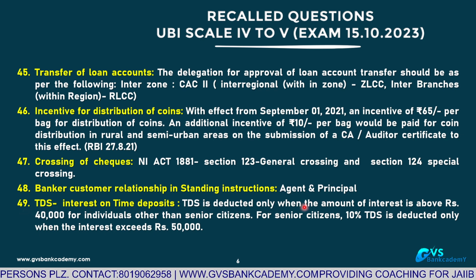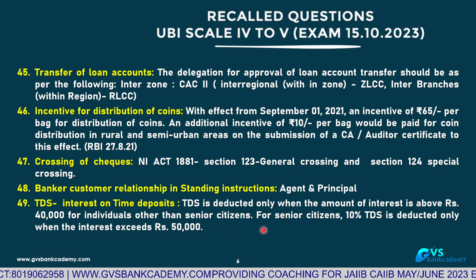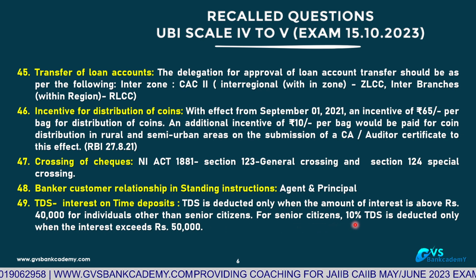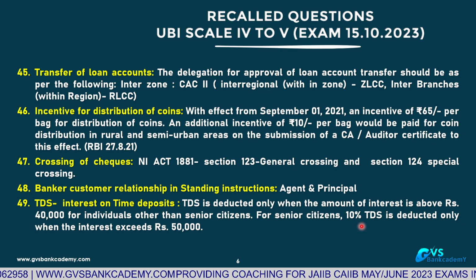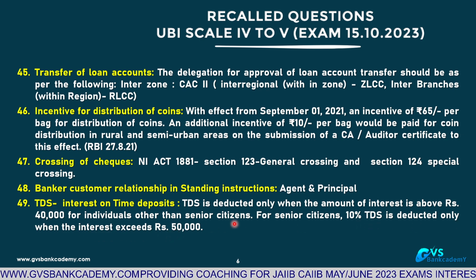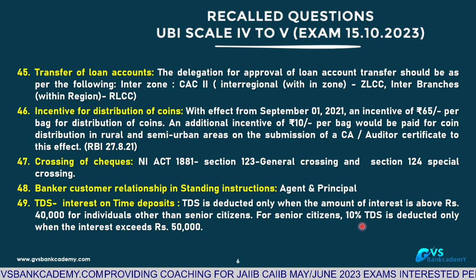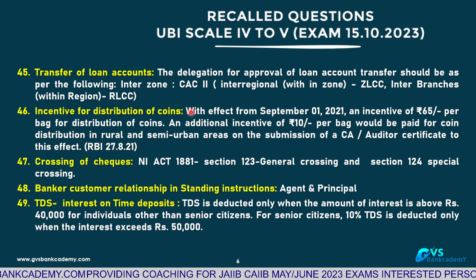29. TDS on interest on time deposits. TDS is deducted only when the amount of interest is above 40,000 for individuals other than senior citizens. Up to 40,000, no TDS; only on interest above 40,000 will TDS be deducted, at 10%. For senior citizens, 10% is also deducted, but only when the interest exceeds 50,000. For others, above 40,000, 10%. For senior citizens, 50,000.